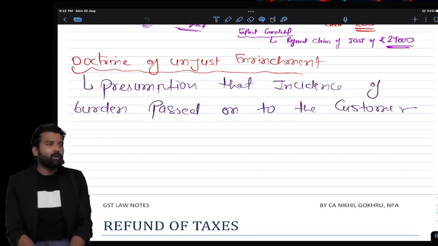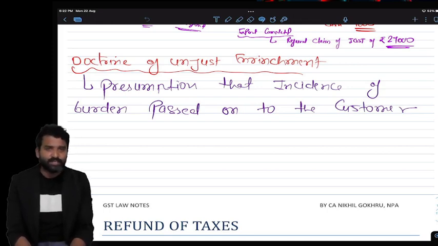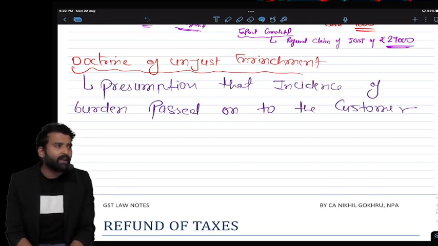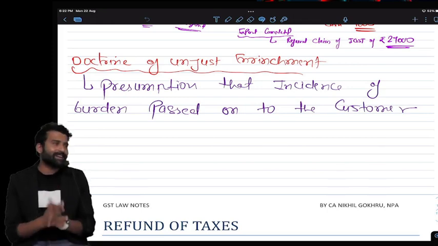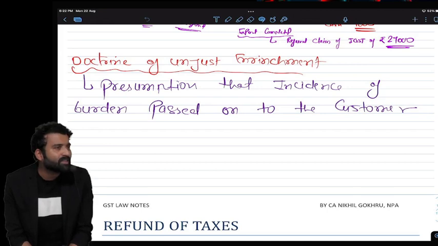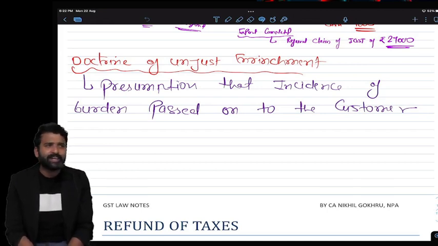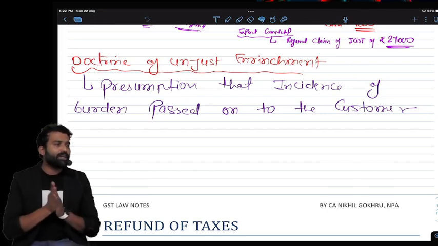Okay. Now listen very carefully. In GST refunds, there is always a doctrine applied, and that is called the doctrine of unjust enrichment. Does anybody know about this doctrine of unjust enrichment? Can anybody tell me the meaning of the doctrine of unjust enrichment?